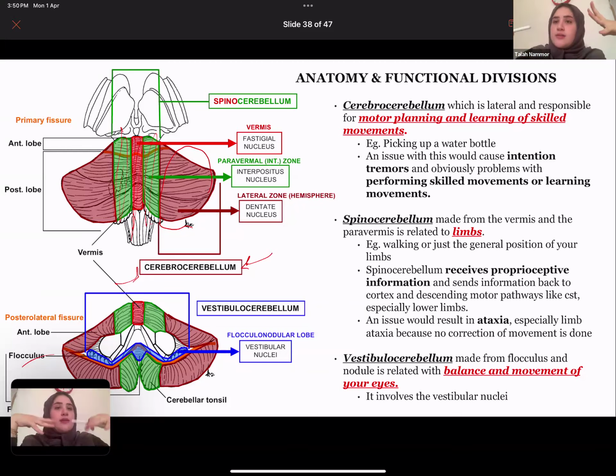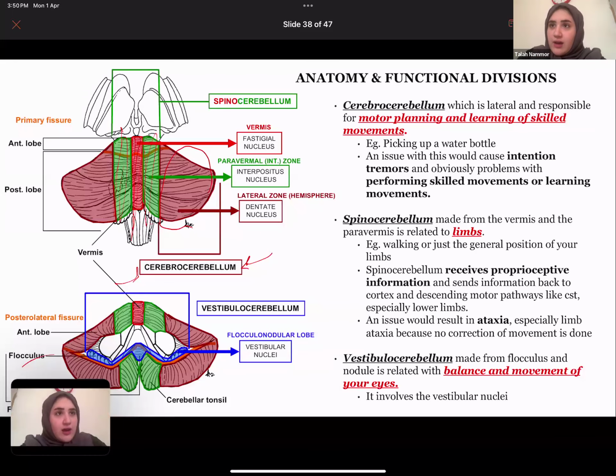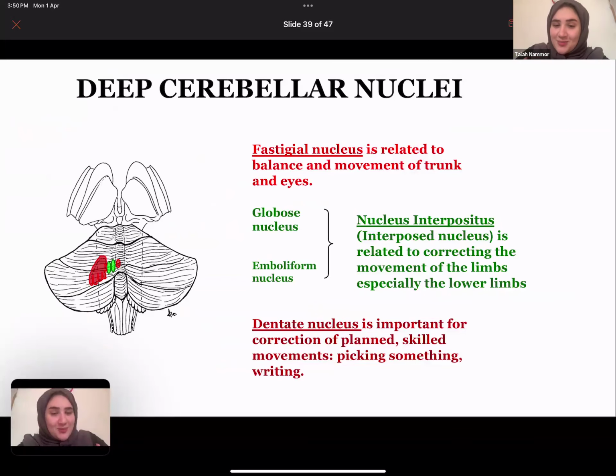So here we talked about the anatomical divisions: anterior, posterior, and flocculonodular lobe. Then we talked about the functional divisions, which are cerebrocerebellum, vestibulocerebellum, and spinocerebellum. This is clear, it's easy. Now we're going to talk about the three deep nuclei. If we have three anatomical lobes and three functional divisions, now we're going to talk about the three deep cerebellar nuclei.